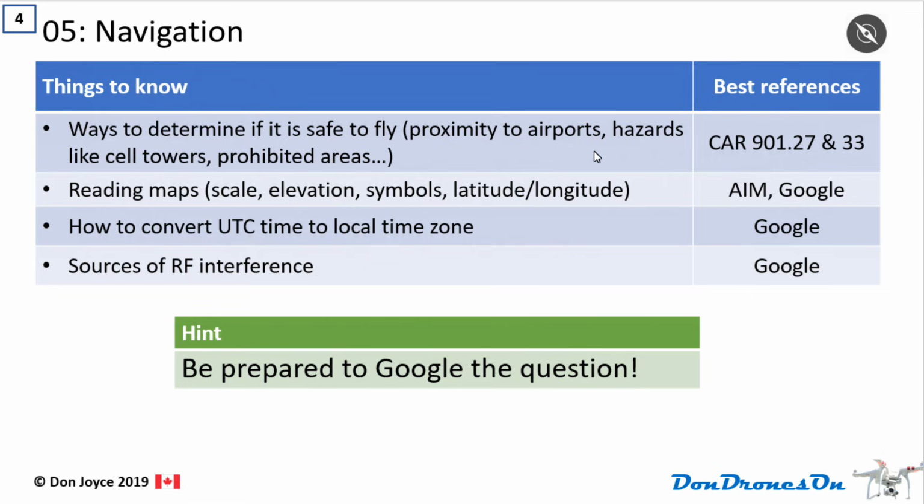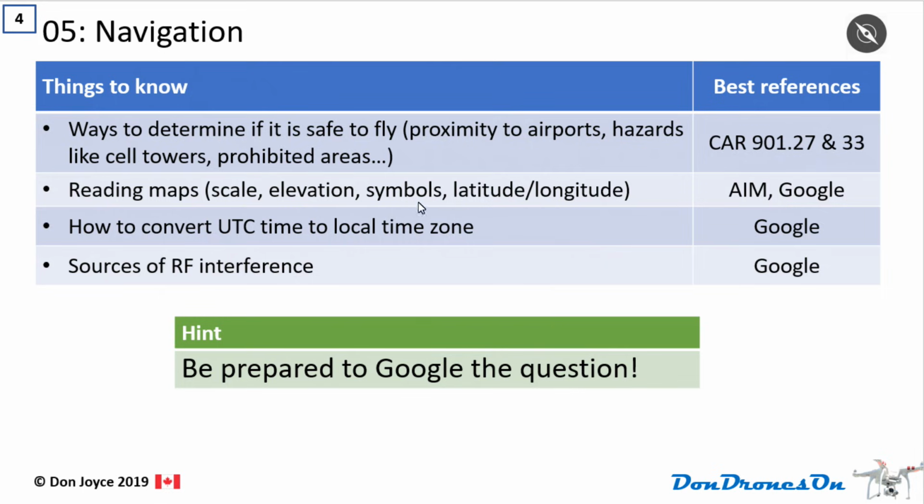So know if there's airports, you probably will know that. Know if there's hazards like cell towers or power lines and things like that. Be aware of any prohibited areas, including potentially, I'll call them temporary prohibited areas like accident sites. And don't take off if any of that stuff is going to in any way interact with your flight. So that's pretty important, and you may be asked a question in that area.